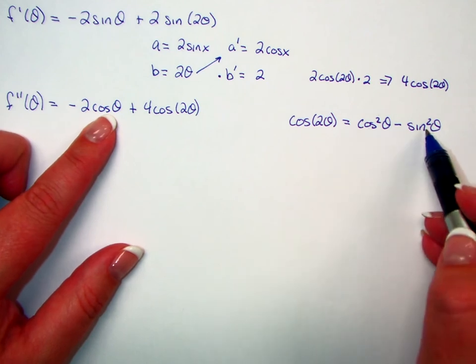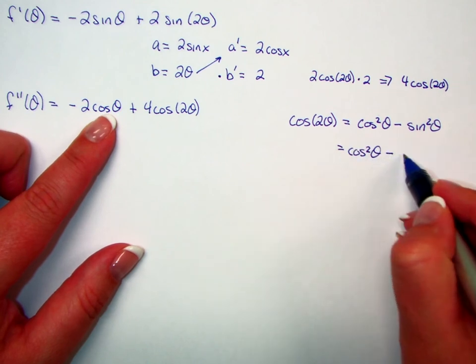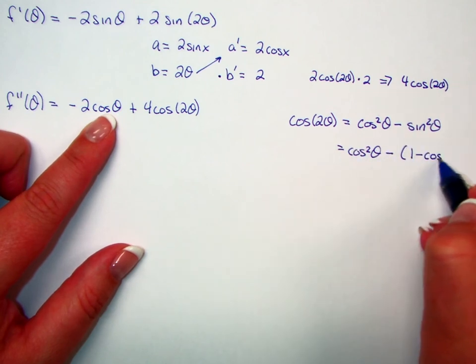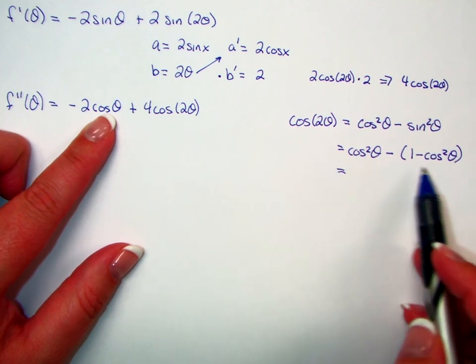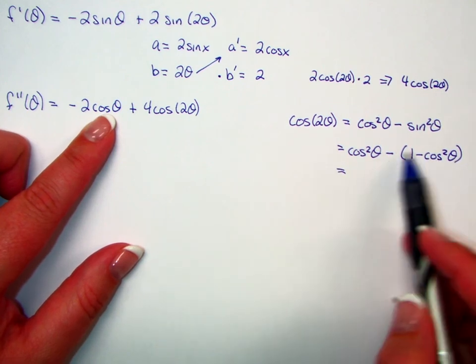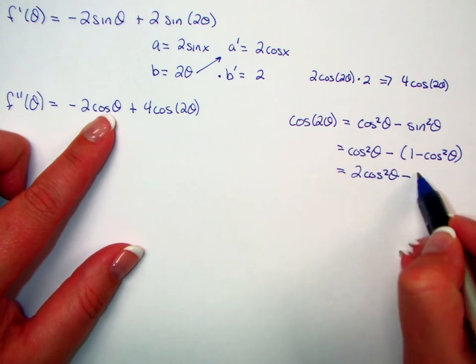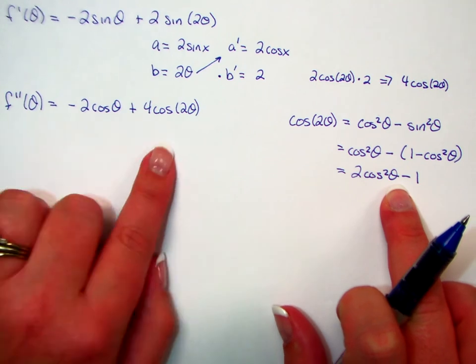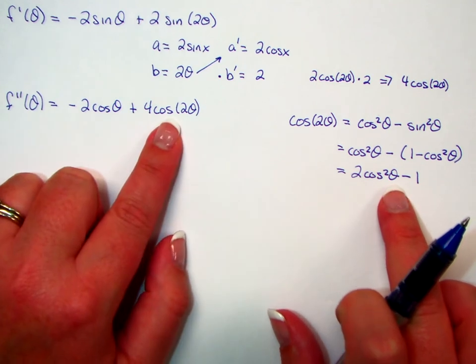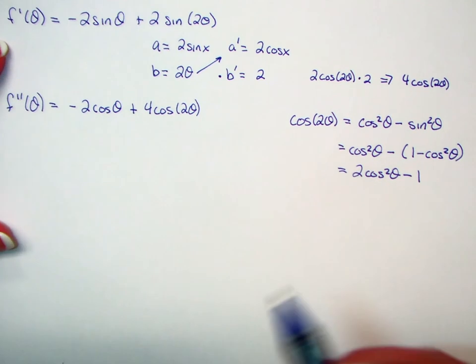So I'm going to replace sine squared with 1 minus cosine squared. So I'm going to get cosine squared theta minus 1 minus cosine squared theta. And that's going to give me minus 1 plus cosine squared. So I'm going to get 2 cosine squared theta minus 1. This is the one I'm going to use here. Okay. So cosine 2 theta is really 2 cosine squared minus 1. Right? So I'm going to make that substitution.